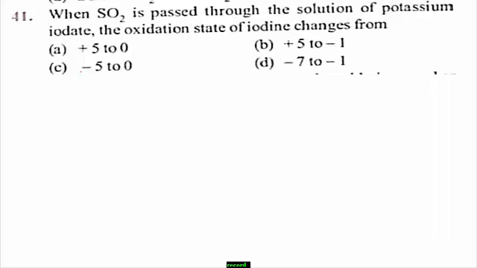Next, question number 41. Observe carefully the given question. When SO2 is passed through the solution of potassium iodate, the oxidation state of iodine changes from option A +5 to 0, option B +5 to -1, option C -5 to 0, option D -7 to -1. Which one is the right answer?